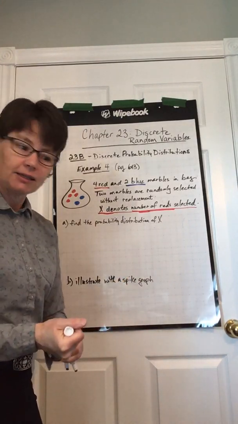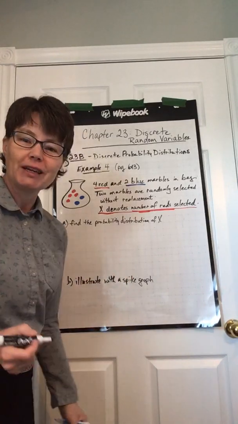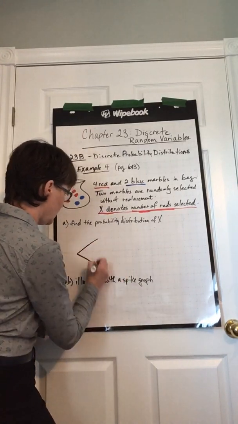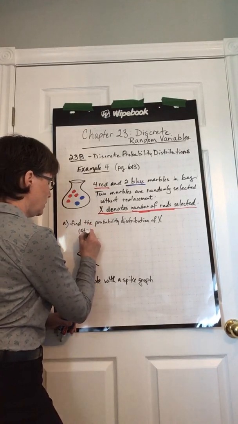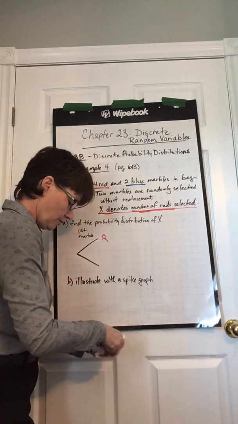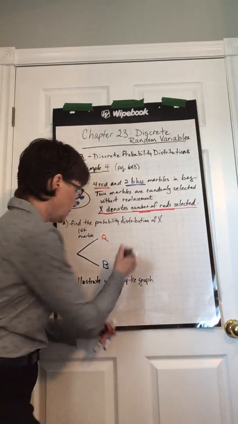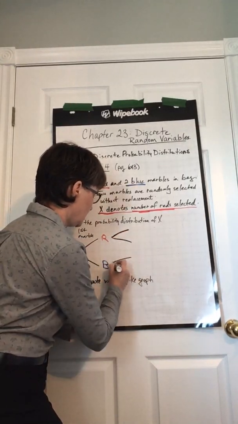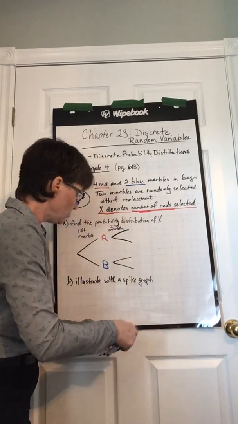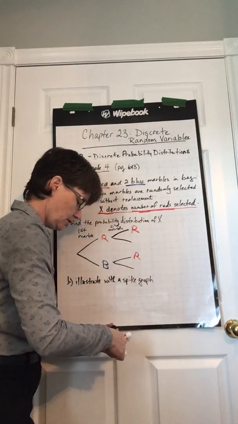Okay, to do that, the easiest thing for us to do will be a tree diagram. Let's draw a tree diagram to represent this situation. So we've got our first marble being selected. It could result in a red or a blue. And then the second marble being selected, represented by our second set of branches. And the second marble could also be red or blue, in this situation and in this situation.